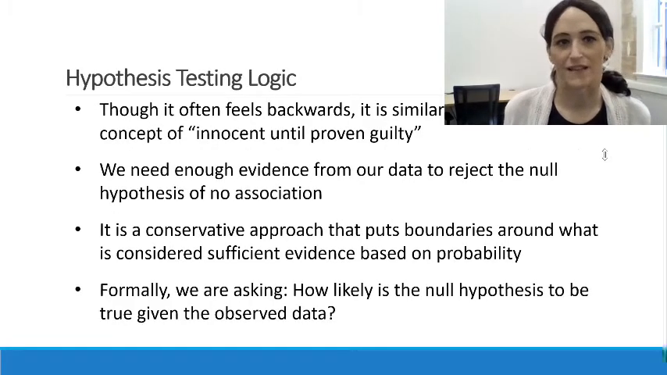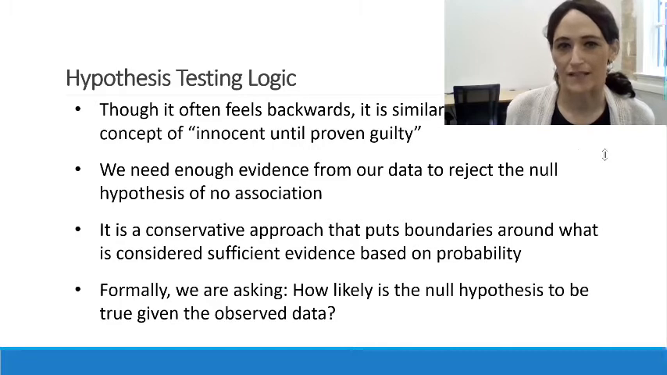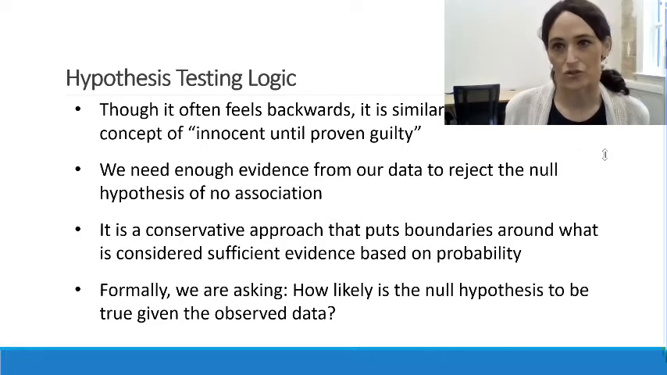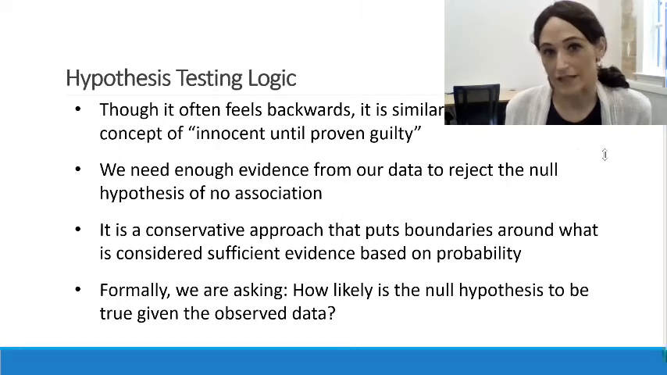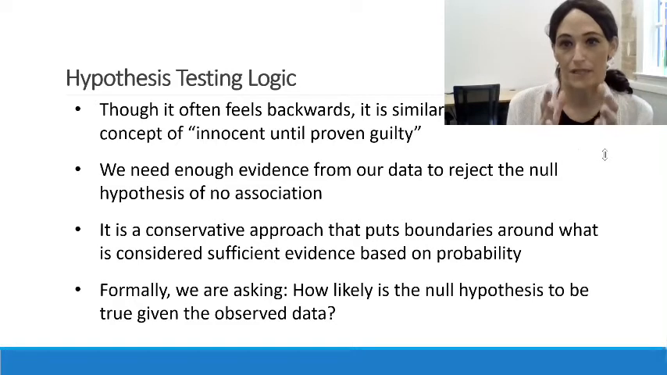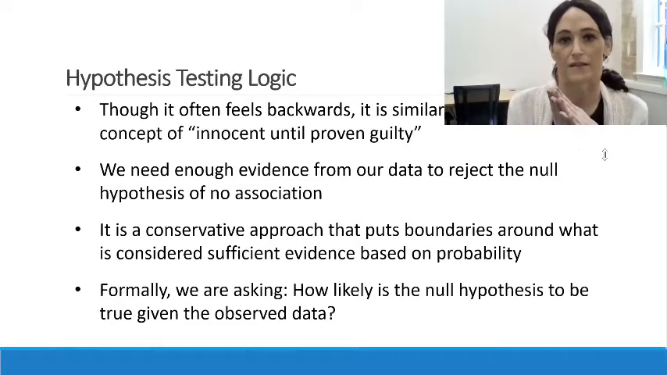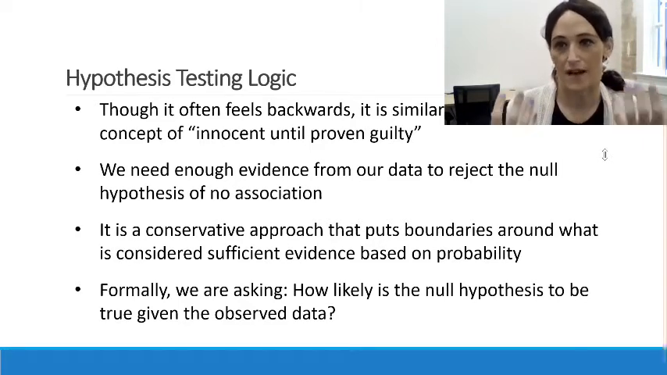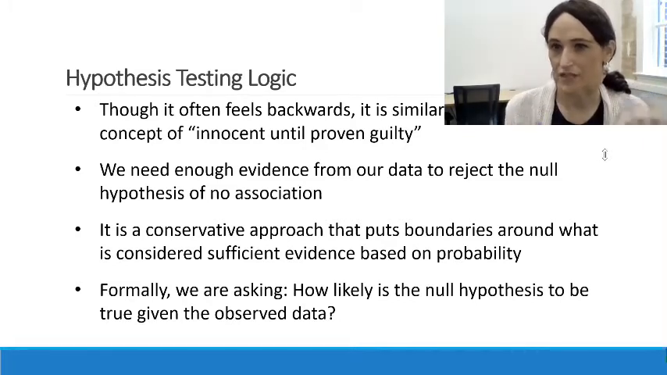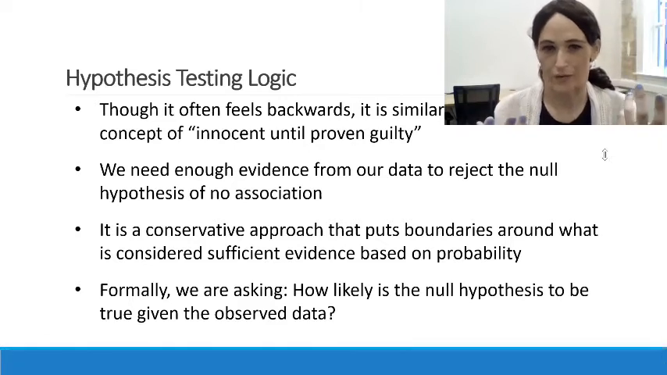Hypothesis testing logic, though it often feels backwards, is similar to the concept of innocent until proven guilty, which comes from jurisprudence. We want to have enough evidence to reject the null hypothesis of no difference before concluding that there is a difference. We need enough evidence from our data to reject the null hypothesis of no association, of no difference. It's a conservative approach that puts boundaries around what is considered sufficient evidence based on probability. So we could think of it as the default. The default is no difference. We need enough evidence to prove otherwise.